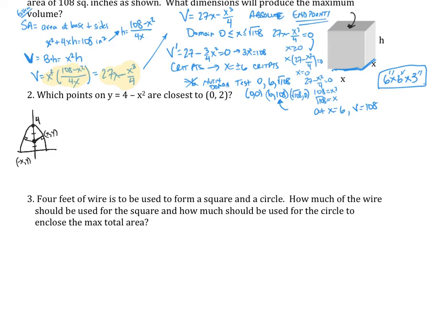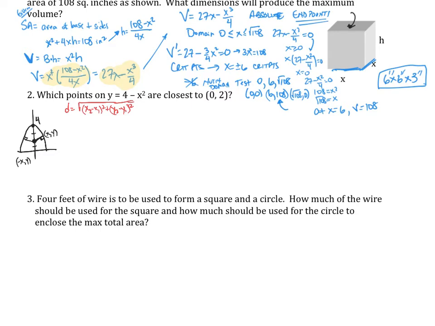How do I find the distance from 0, 2 to x, y? Well, I need the distance formula. So let's go ahead and use our distance formula. The distance is the square root of x2 minus x1 squared plus y2 minus y1 squared. So I'm finding the closest distance. So I want to minimize this distance, right? The closest means I want to minimize it. So that's my optimization problem, to minimize that distance.